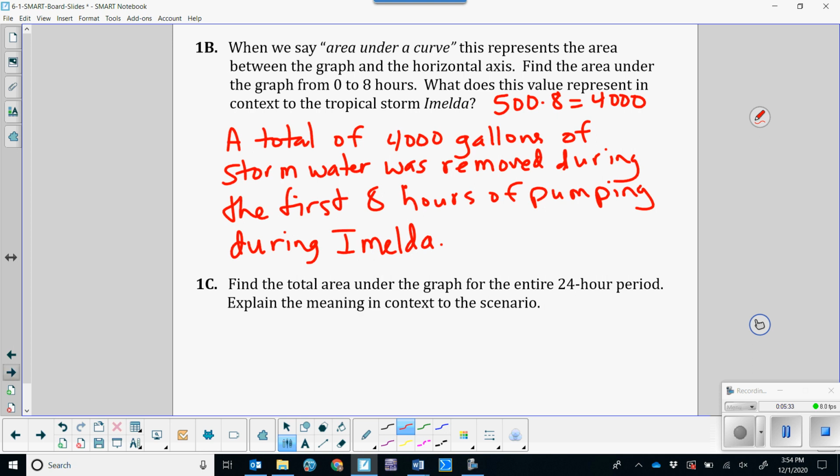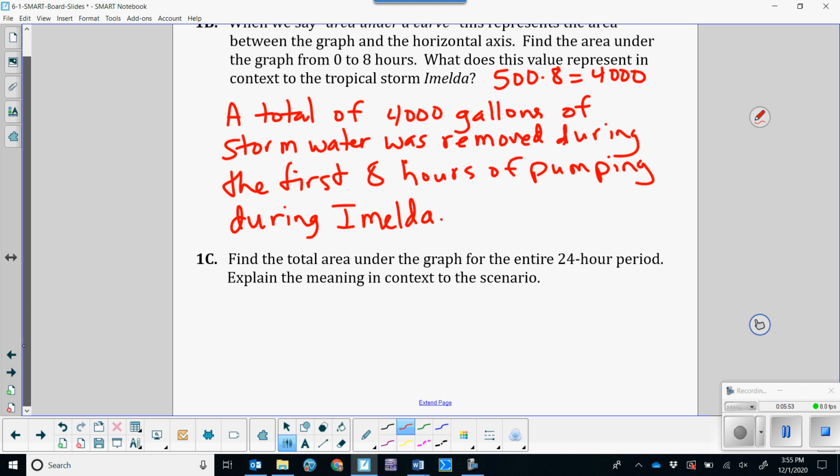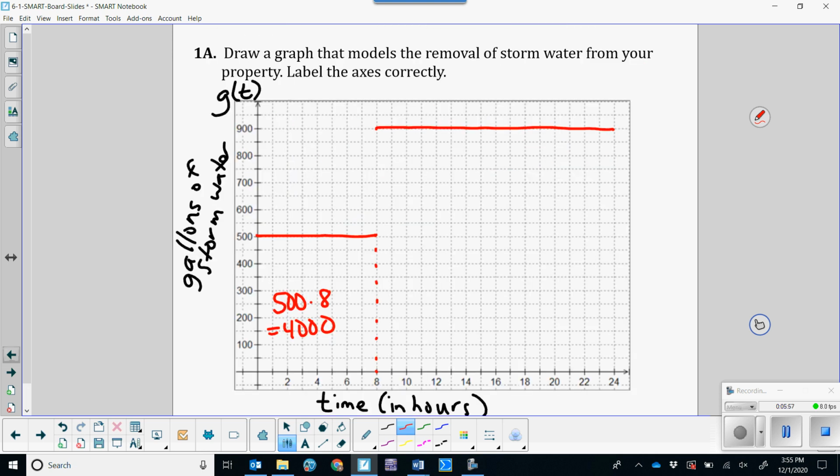Each hour we got 500 gallons out, so 500 times 8 is 4,000. This is the total amount of water that was removed over the first 8 hours. It's very important that we always give everything in context and over time intervals, and we've talked about that before. Then it says find the total area of the graph for the entire 24 hours and interpret that.